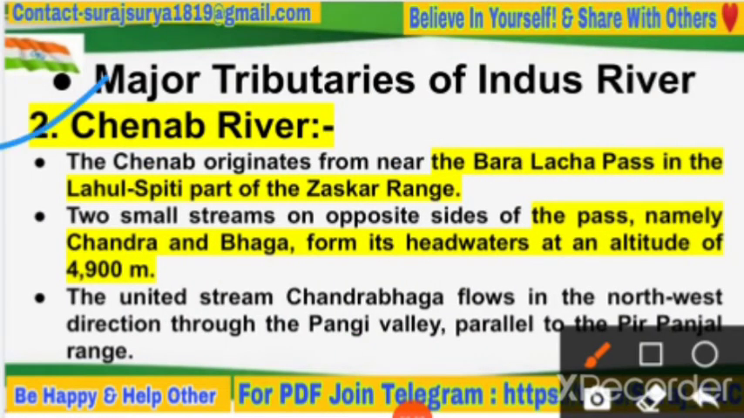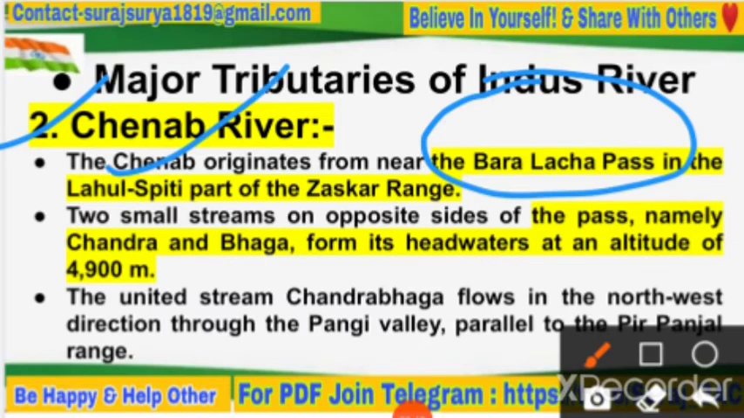I hope you all are familiar with the Chenab River. The Chenab originates from near the Baralecha Pass. Everybody knows that is from the Himachal Pradesh, near Lahul Spiti district of the Zaskar Range. There you will find two important streams on opposite sides of this pass, that is the Baralecha Pass. These two important tributaries originate from the opposite sides of this pass, namely one is Chandra and second one is the Bhaga. And you will find its headquarter at an altitude of 4900 meter above sea level.